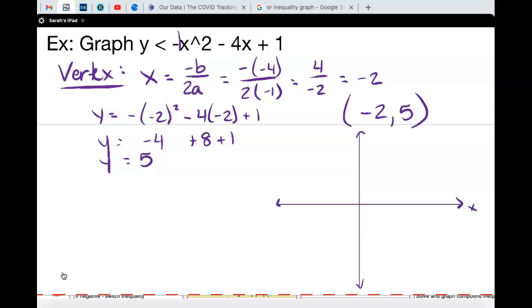I get this question asked a lot: since it's less than, when I create the point, do I have to have an open circle? You don't need to, just plot the point, because we're going to have a dashed line for this. If you want to do the open circle, I won't mark you wrong, but it's unnecessary. I could even draw my axis of symmetry if I wanted to.